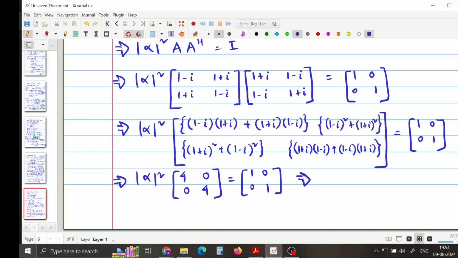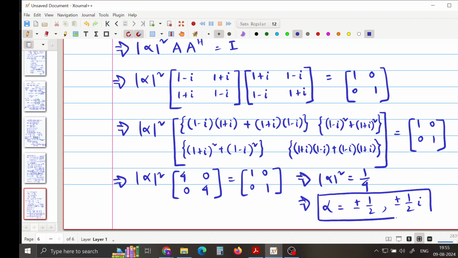So clearly mod alpha squared is equal to 1 by 4, which tells you that alpha could be either plus minus half or plus minus half times iota. So it could be imaginary as well. These are the possible values of the scalar. That guarantees that alpha times A will be a unitary matrix.